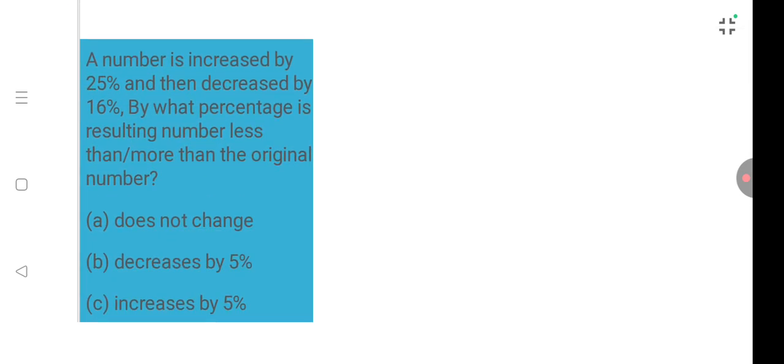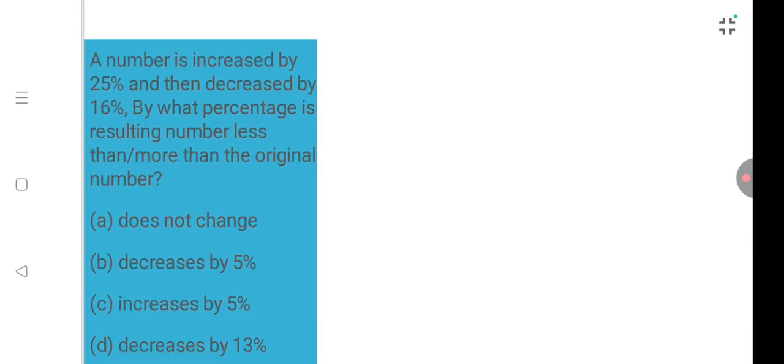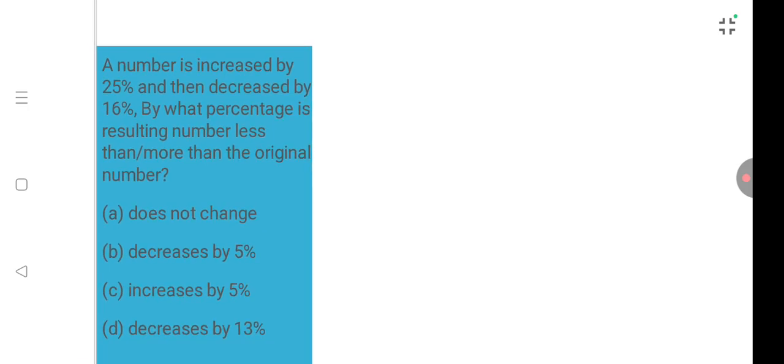So the last sum. Here there is no salary like in the earlier sums. Here there is one number, it is increased by 25 percentage, and then the number is decreased by 16 percentage. Then overall, the number is less than or more than the original number, like that they asked. Here the number is increased or decreased, that percentage was asked.